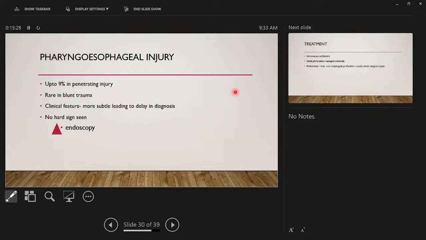Coming on to pharyngoesophageal injury, it may occur in up to 9% of penetrating neck injuries. It is rare in blunt trauma, but may happen. The clinical features are more subtle, leading to delay in diagnosis. There is no hard sign. For the diagnosis of pharyngoesophageal injury, the diagnostic modality is endoscopy.